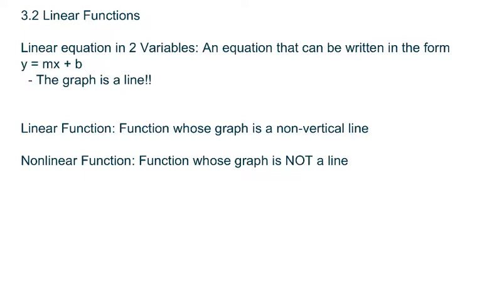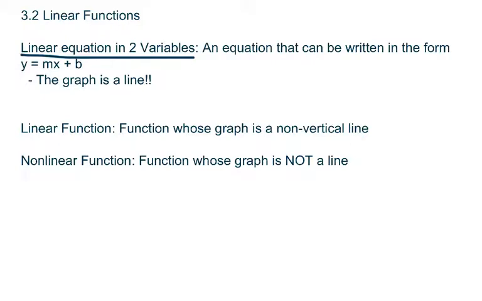Section 3.2, linear functions. Okay, we're going to start with a vocabulary term, linear equation in two variables. Basically, that means it's an equation that can be written in the form y equals mx plus b. Now, you should recognize y equals mx plus b is slope-intercept form. We'll get to slope-intercept form in a later section, but any equation that is a linear equation can be rewritten in that form, y equals mx plus b.